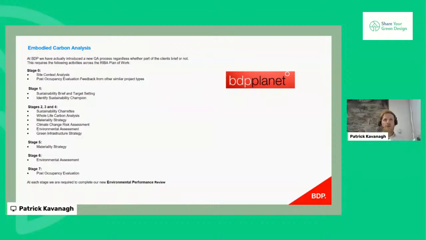Stages 2, 3, and 4, we need to carry out sustainability charrettes and a whole life carbon analysis on all of our buildings. We need to look at a materiality strategy and assess the climate change risk assessment, so things like TM59 analysis. We have to carry out an environmental assessment of some sort, even if it's not targeted, or chase just the design intent, and we need to look at the green infrastructure strategy. Stage 5, we review materiality again. Stage 6, further work on the environmental assessment, and at stage 7, we are trying, where clients let us, to carry out post-occupancy evaluations.